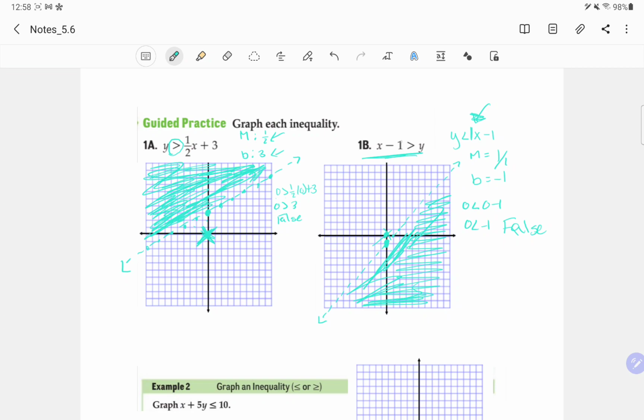Okay? It's dotted because we don't have the "or equal to." Remember that part. Then I plugged in my origin. 0 for y is less than 0 for x minus 1. 0 is less than -1. 0 is not less than -1. That was a false statement. So again, I put an X through my origin and I shaded the other side of the graph. Okay?